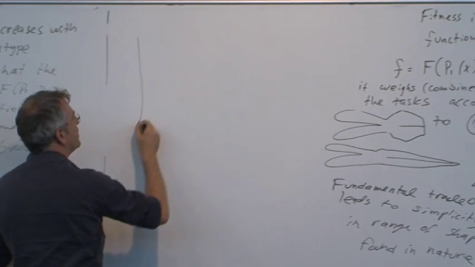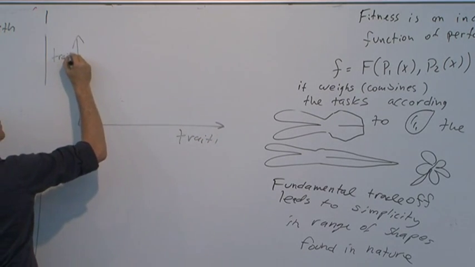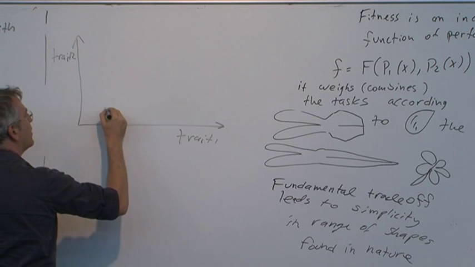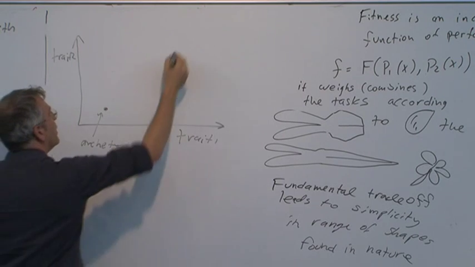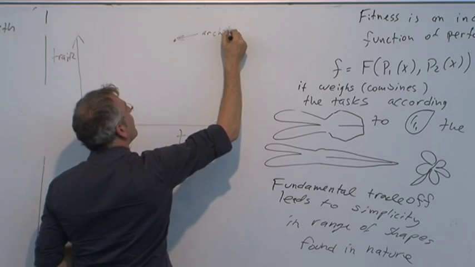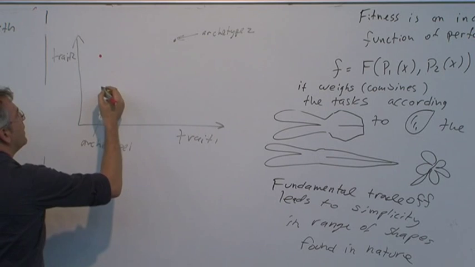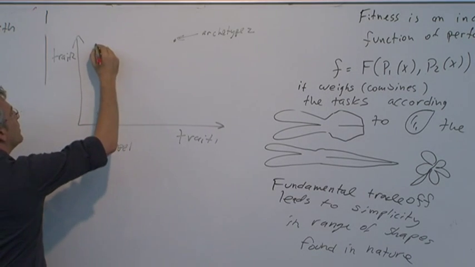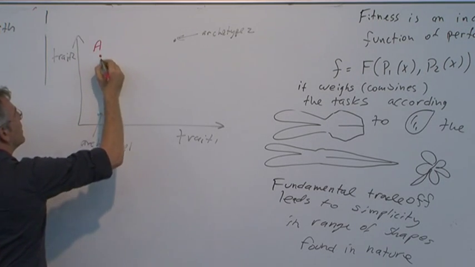It's much easier than you might think. These are the traits. Could be many traits, multi-dimensional space. And here's the archetype of task 1. Here's the archetype of task 2. And let's take a point here, some point I choose arbitrarily from morphospace. This point A here, okay?